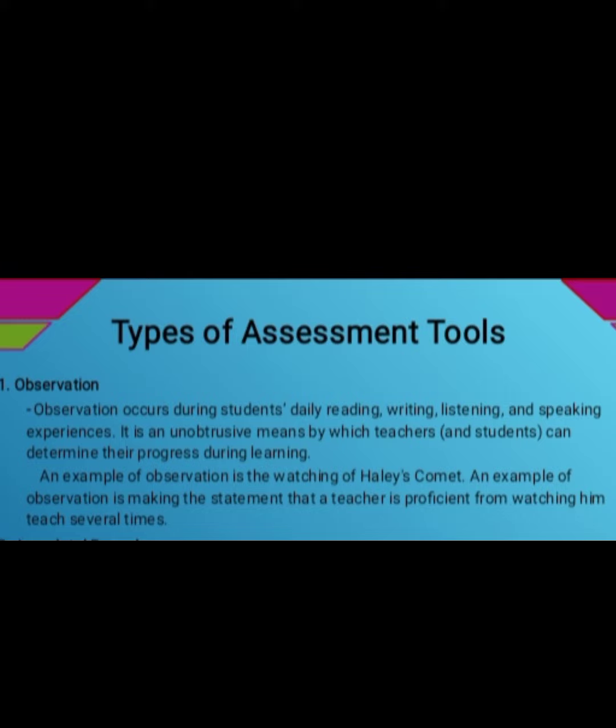The first type of assessment tool is the observation. Observation occurs during students' daily reading, writing, listening, and speaking experiences. It is an unobtrusive means by which teachers and students can determine their progress during learning. An example of observation is the watching of Halley's Comet. An example of observation is making the statement that a teacher is proficient from watching him teach several times.